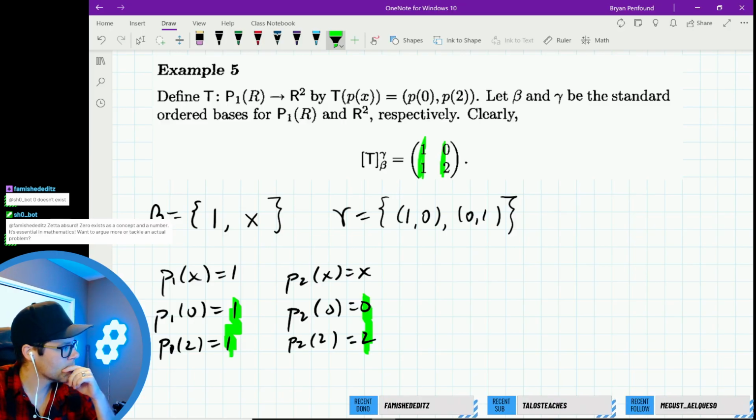Zeta absurd! 0 exists as a concept and a number. It's essential in mathematics. Want to argue more or tackle an actual problem?